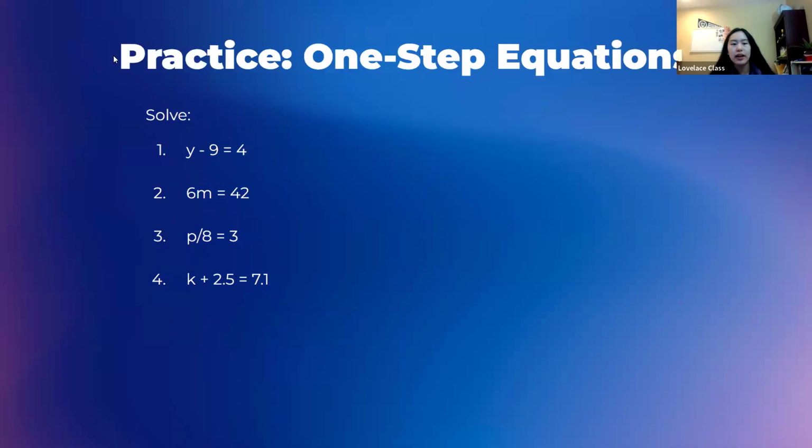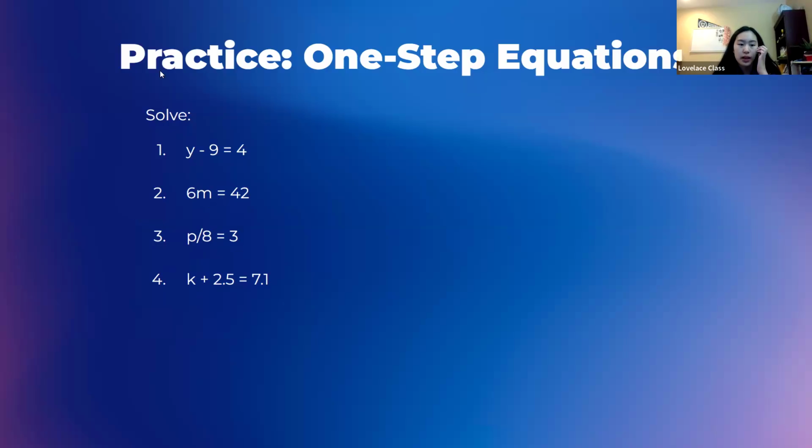So now that we've gone through some examples, we should practice this. All of the letters here are variables. So in this case, y is a variable, m is a variable, p is a variable, k is a variable. And what you want to do is find these variables. What does y equal? What does m equal? What does p equal? And what does k equal?